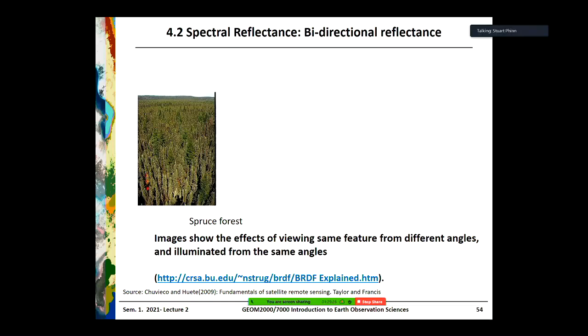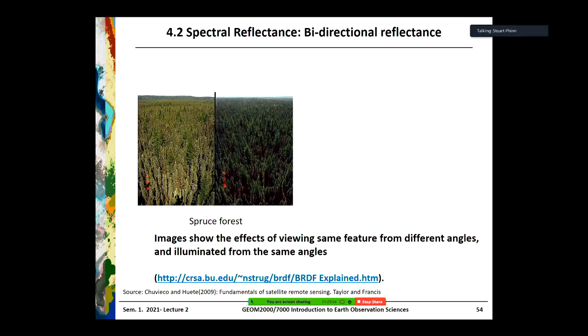And then with your sensor, it depends on where your platform is, whether it's an aircraft or a satellite, and its telescope and its optics. Is it looking straight down, or is it actually looking out at an angle? And the simplest way of expressing this is that bidirectional attribute of remote sensing measurement means you can look at the same object under the same illumination conditions at different angles, and it looks very different. So that's the same forest, illuminated the same way, but just looking at different angles.